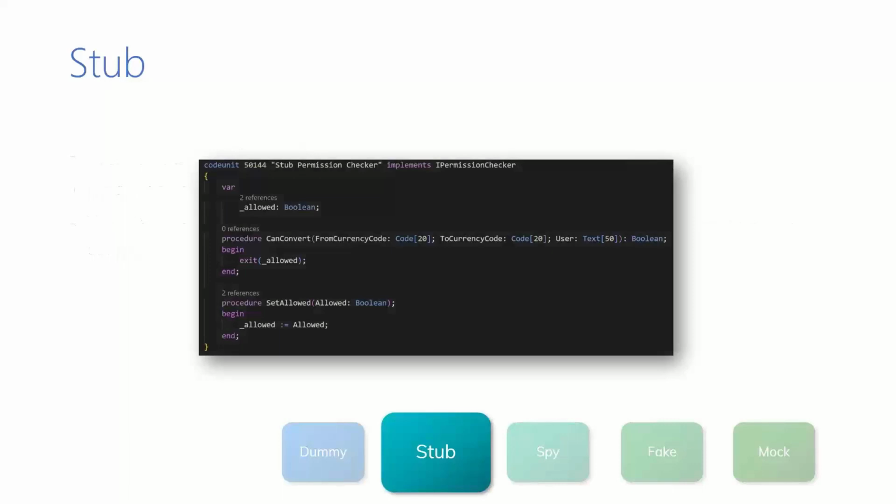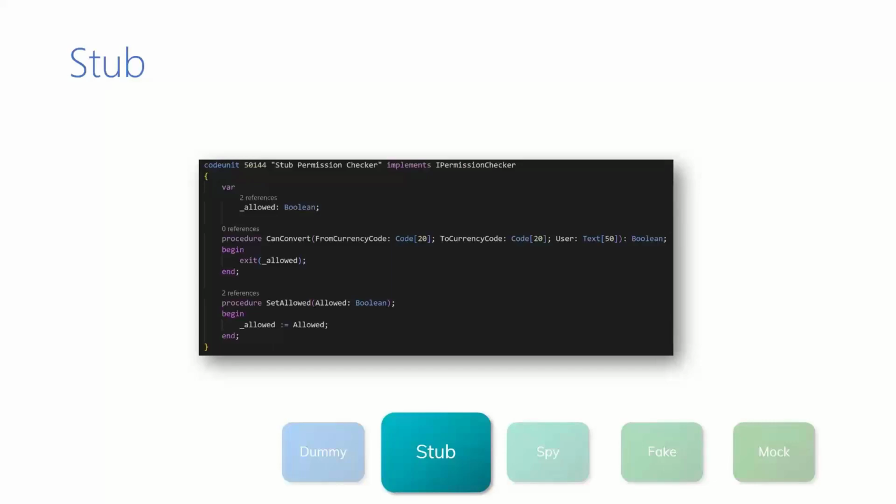For example, here, this is my stub permission checker, where I have this can convert function, which comes from the permission checker interface. I can set up the behavior of this stub. I can say whether I expect allowed or disallowed, and then I return the configured value. And then I can modify the behavior of my runtime code without actually having to set up any database. I don't need to write anything to the database to be able to check that my process will fail if the user has no permission and will succeed if the user has permission.